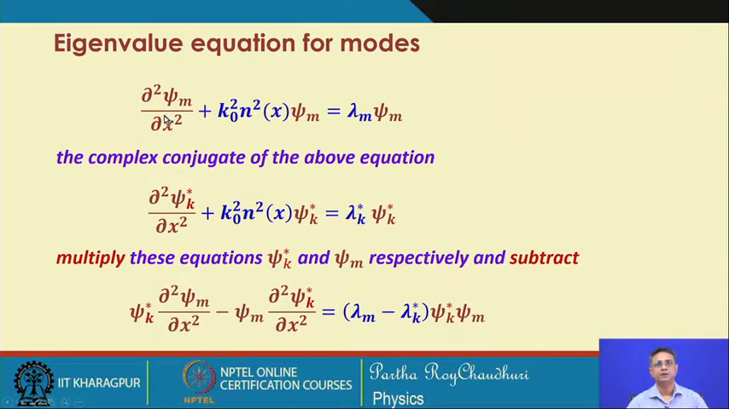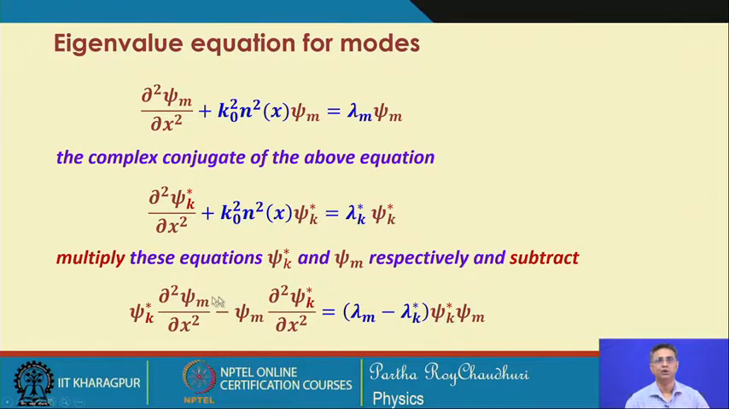Now, for psi m, this is the equation, and if we take the complex conjugate of the above equation for a different mode, that is d square psi k dx square and then k0 square n square of psi k equal to, then we should write lambda k star psi k. And now, assuming that psi m and psi k are different, if we multiply these two equations respectively, and then if we subtract, we can write this equation in this form. Multiply this equation by psi k star and this equation by psi m. So, we get this equation.